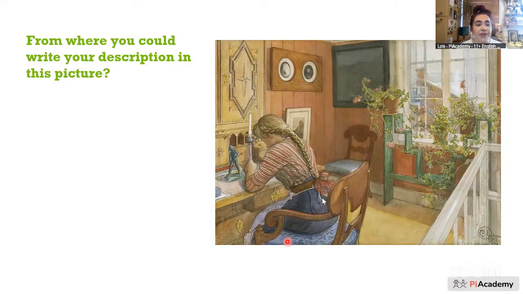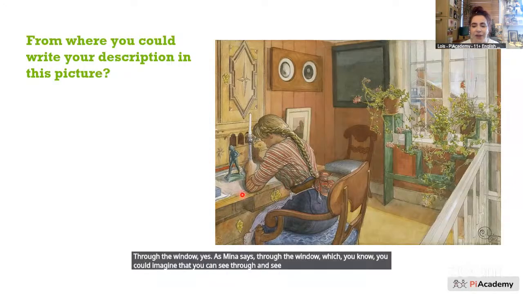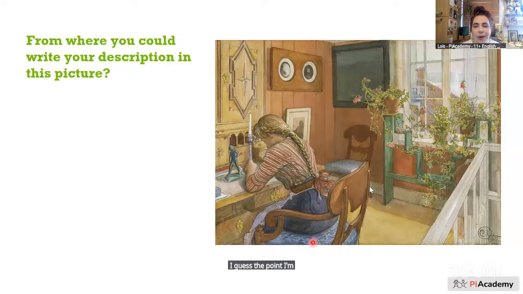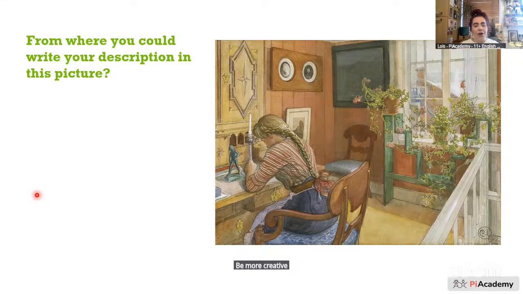Through the window, yes. As Mina says, through the window, which you could imagine you can see through and see the girl at work, and then maybe describe the plants that are curling around the window. I guess the point I'm trying to make with this is that there are loads of different ways in which you can make your description less standard, rather than just looking at the picture and thinking, hey, what am I going to describe? Be more creative. Think about where could you write this from?